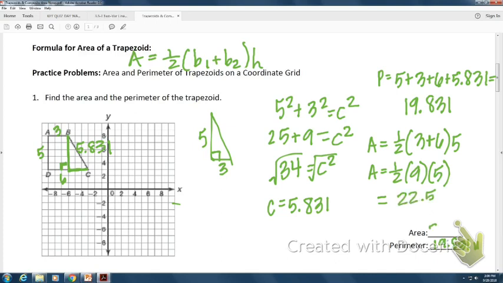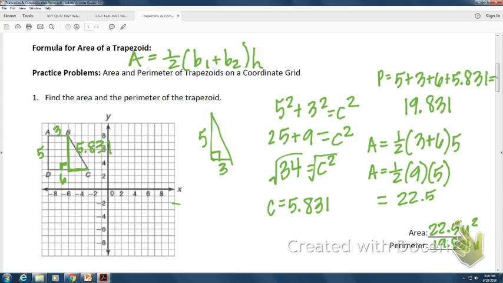22.5 what? Units. Units what? Squared, because you were dealing with area. So 22.5 units squared is the area, and our perimeter is 19.831.